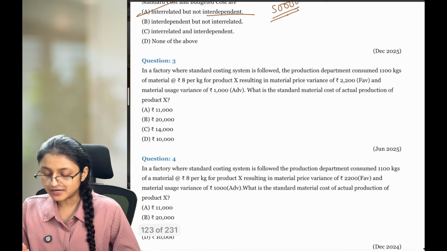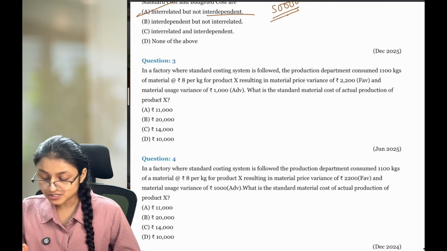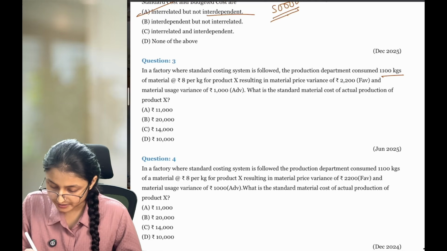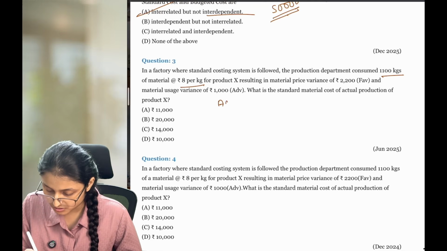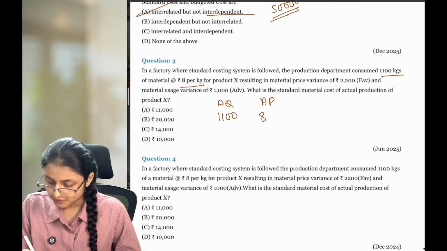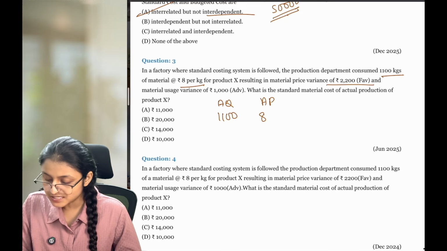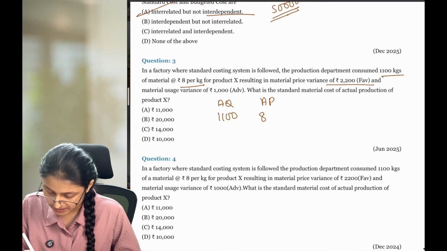In a factory where standard costing system is followed, the production department consumed 1100 kgs at 8 per kg. So this is your actual quantity consumed and actual price given to you as 8. For product X, resulting in material price variance of 2,200 is the material price variance.